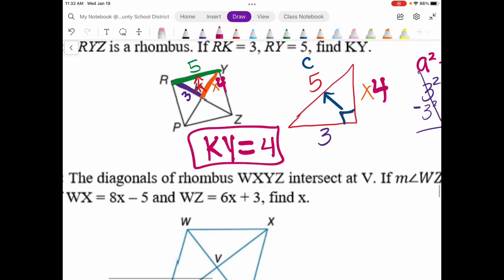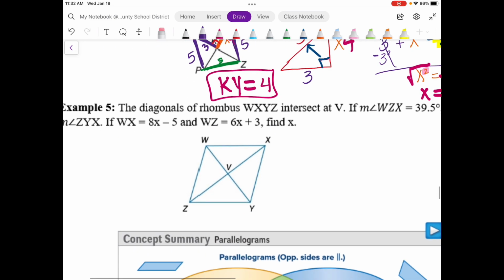Hopefully on a test, they'll ask you for an easier type of question. So for example, if I have PZ, I could find PZ because that's 5. I could also ask you for RP, for example. If it's a rhombus, all sides are equal, so without doing any math, that's also 5, and this is also 5, okay? So know the different properties of a rhombus because sometimes it won't be as complicated.